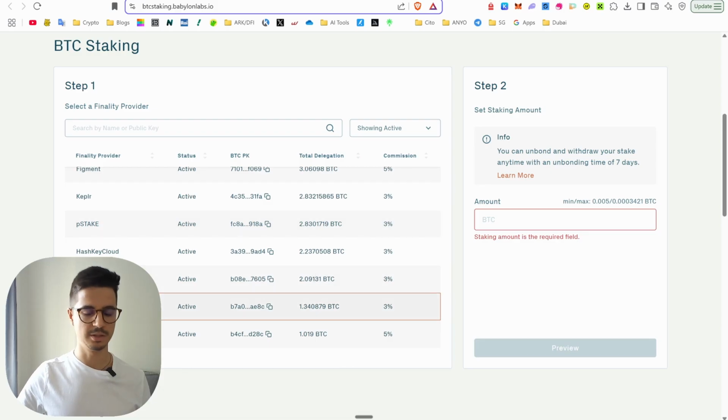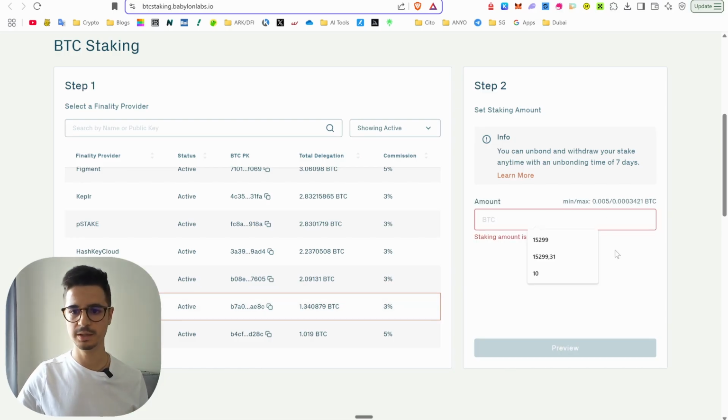I personally prefer Stakecito, like the community validator, and yeah, they have a 3% commission rate, which is pretty fair. Choose Stakecito, come over here, and yeah, choose the amount of Bitcoin you wanna stake. So here the minimum is 0.005. So in my wallet, I have less than that amount liquid, so we cannot do it. But if you are new here, just yeah, enter the amount, click on preview, and you will stake your Bitcoin natively.